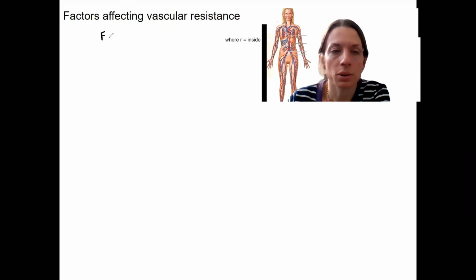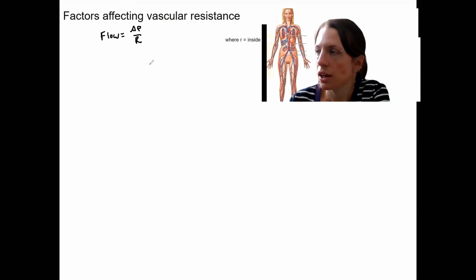Remember, flow is going to be equal to a change in pressure difference over resistance. So what affects resistance, and specifically vascular resistance? Remember, we can actually use the same equation. I think it's actually not remember. This is the first time I'm telling you this.